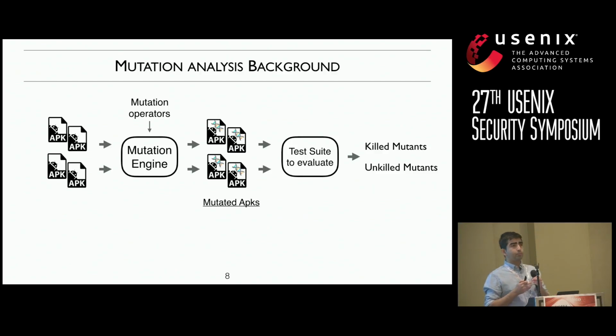The mutants that are caught by the test suite are said to be killed. But in order to correctly assess the quality of that test suite, we are mainly concerned with the unkilled mutants, because those are the mutants that represent the faults that are not caught by the tool.